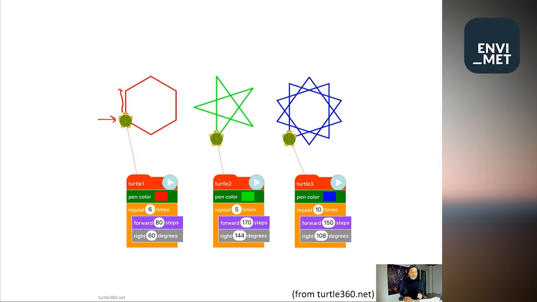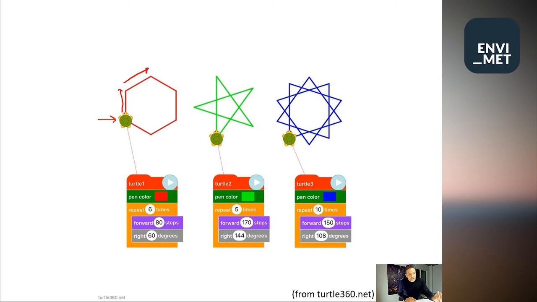And the next command the turtle understands would be turn. For example, turn right for 60 degrees. So it turns the head to the right for 60 degrees. It doesn't do anything right now. It just keeps the position. It memorizes its position and waits for the next command. The next command would be, again, move forward 80 steps.